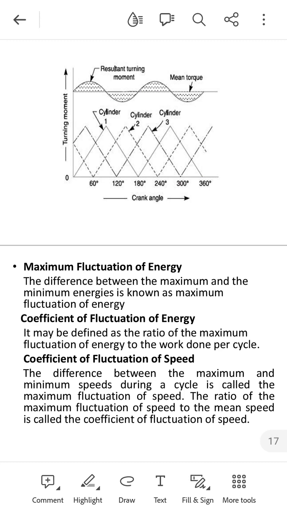The next one, maximum fluctuation of energy. The difference between the maximum and the minimum energies is known as the maximum fluctuation of energy. Coefficient of fluctuation of energy is defined as the ratio of the maximum fluctuation of energy to the work done per cycle. Coefficient of fluctuation of speed: the difference between maximum and minimum speed during a cycle is called the maximum fluctuation of speed. The ratio of the maximum fluctuation of speed to the mean speed is called the coefficient of fluctuation of speed.